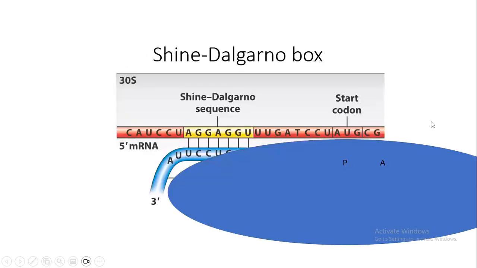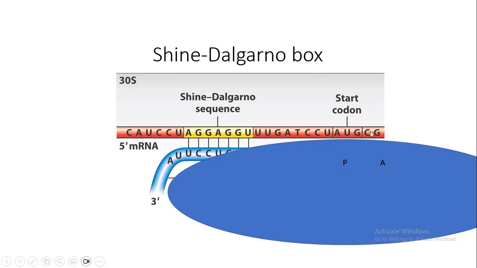So how do we identify the correct reading frame? That is also to do with the initiation process. So here we can see the 30S ribosome, which has 3 different sites. The P site, which stands for peptidyl transfer RNA binding site. The A site, that stands for amino acid transfer RNA binding site. And the E site, which is also known as the exit site, wherein the empty transfer RNA exits from.